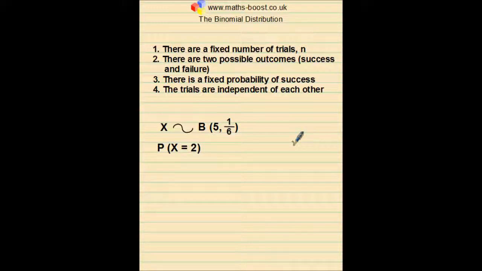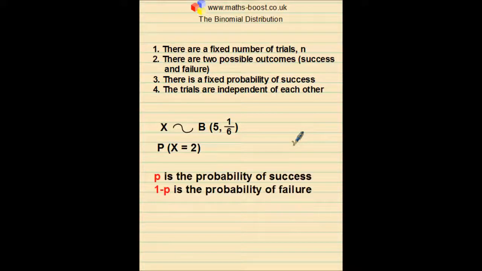I'm just going to draw your attention to a few things that will help you make sense of the formula that I'll present to you at the end of this video, that you can then use to calculate the probability of a certain number of successes occurring in any binomial experiment. P being the probability of success is fairly self-explanatory, but since there are only ever 2 outcomes, it's very easy to work out the probability of failure, 1 minus P.